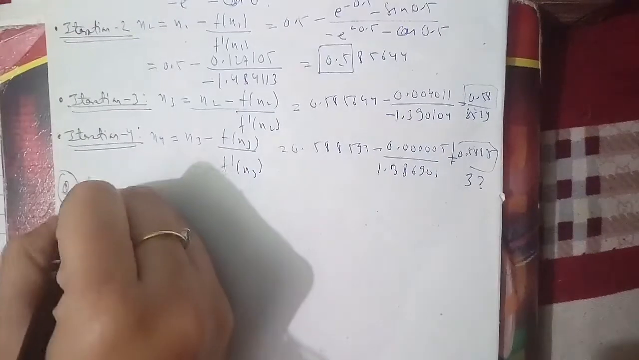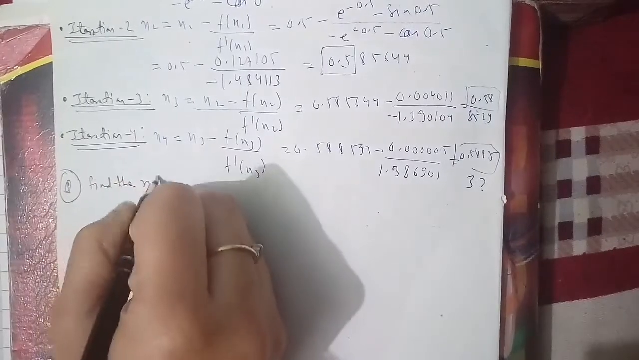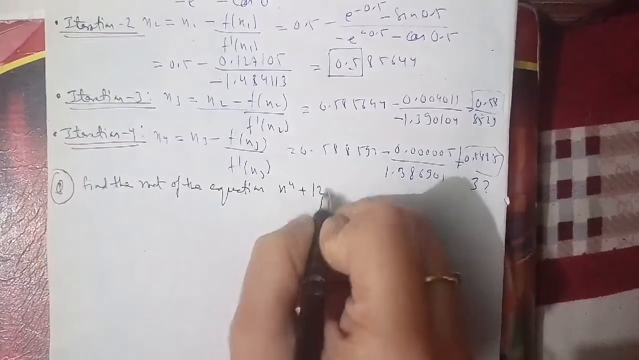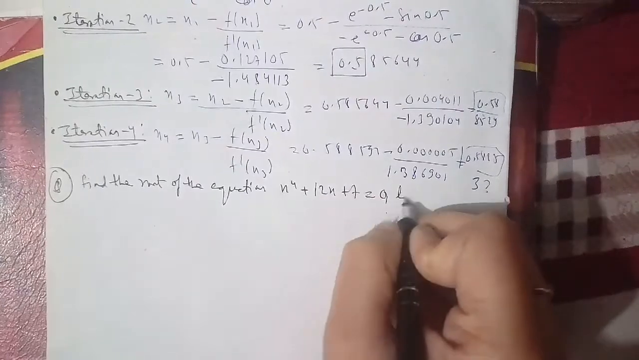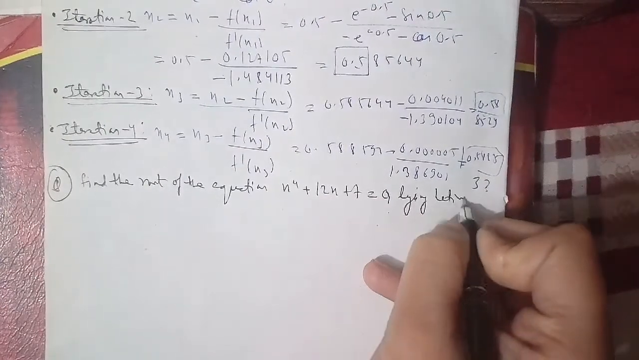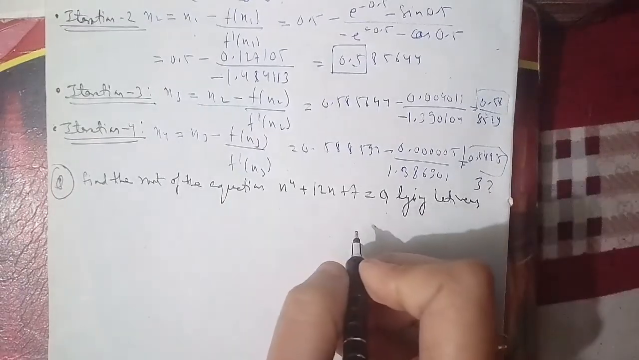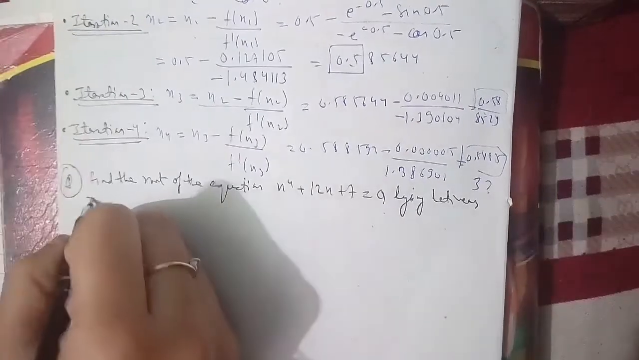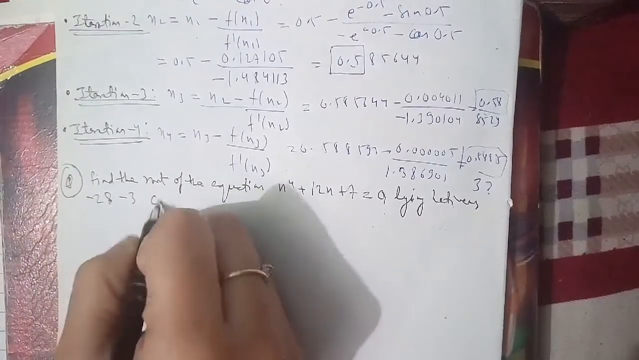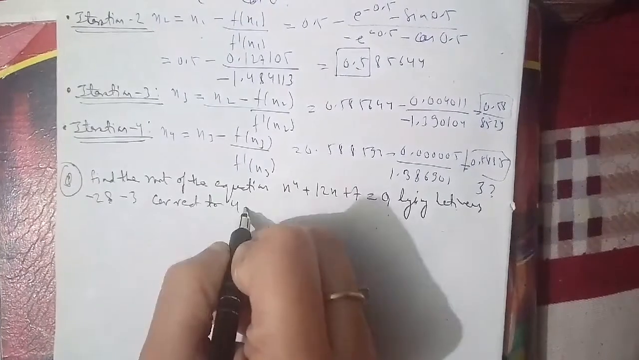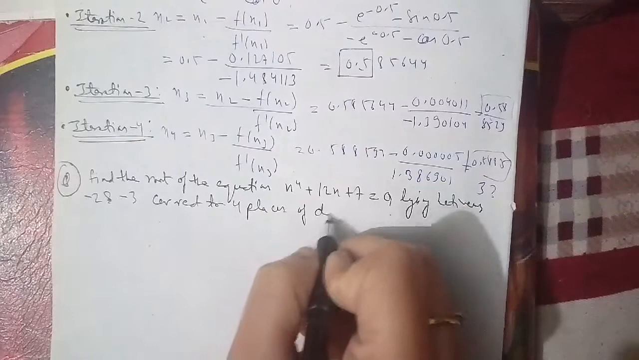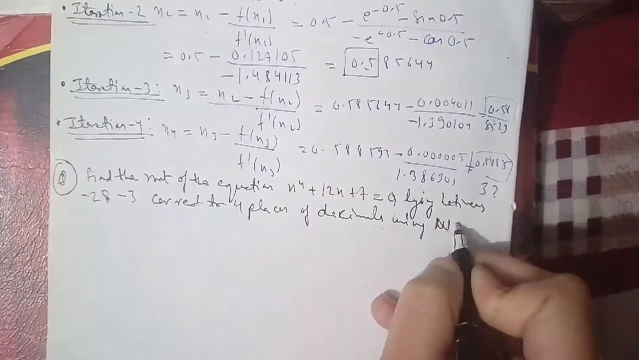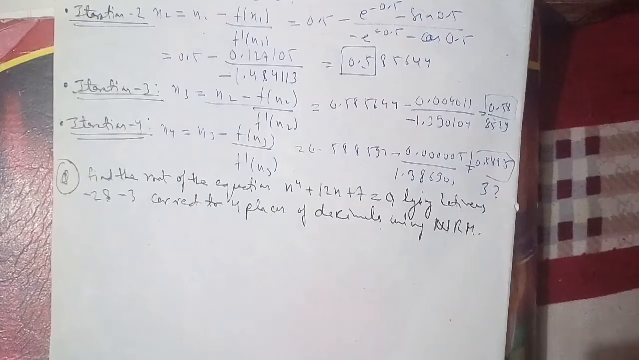The question is, find the root of the equation x^4 plus 12x plus 7 is equal to 0, lying between minus 2 and minus 3, correct to 4 places of decimals using Newton-Raphson method. So we go ahead for the same.